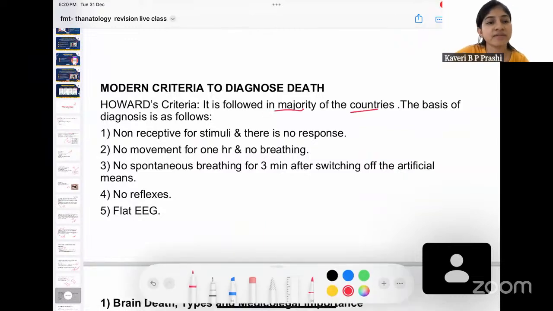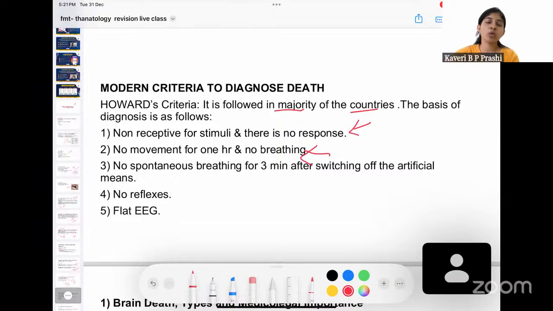The basis of the diagnosis is as follows. Non-receptive to stimuli, and there is no response. So as I told you, there is not going to be any response that is seen. If you try to stroke the person, if you try to pinch the person, there won't be any response. No movement for 1 hour and no breathing.